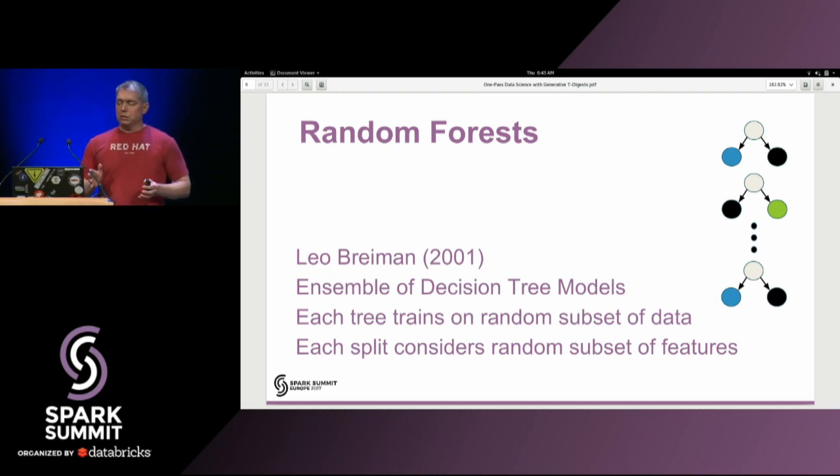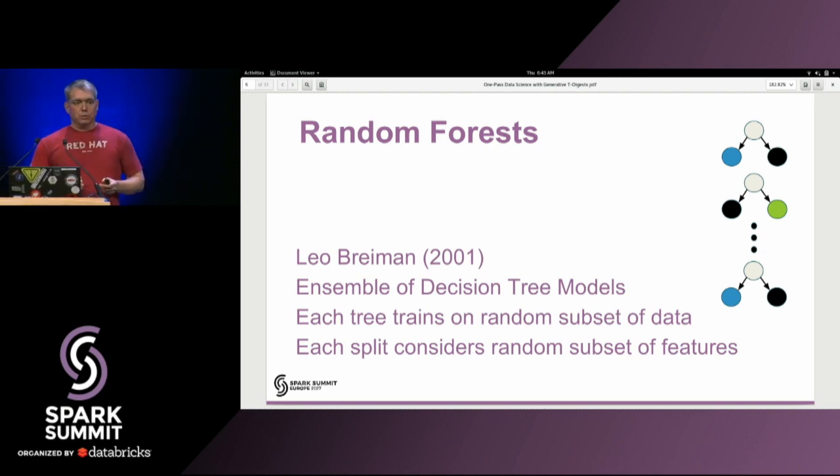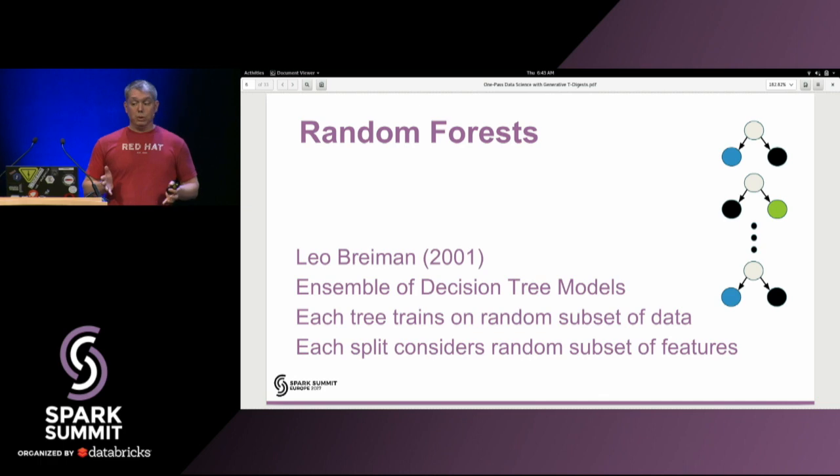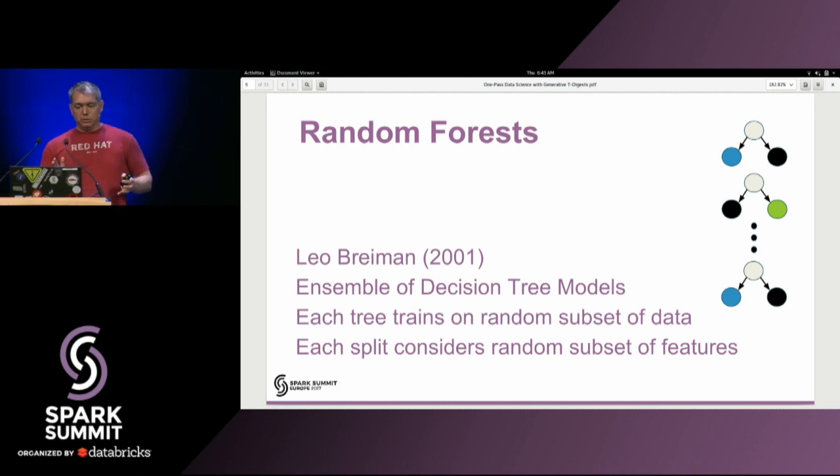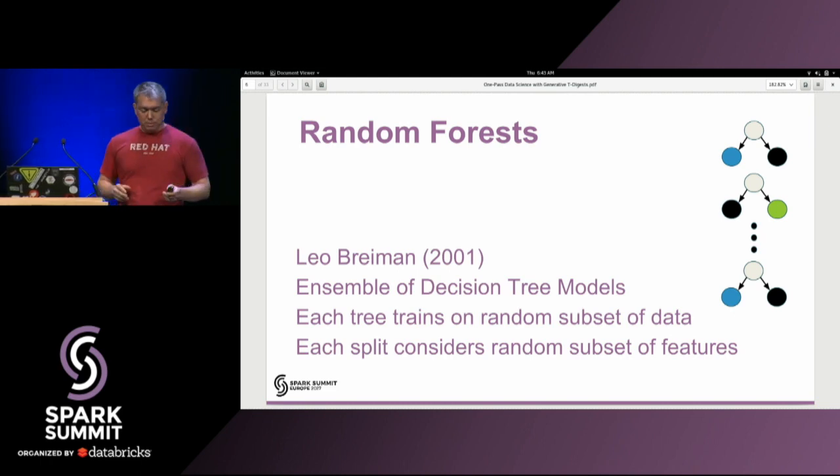The three particular algorithms I'm going to talk about today were all either directly due to or inspired by Leo Breiman. Right around 2001, he introduced the idea of random forests, which are, of course, an ensemble of decision tree models. Each tree is trained on a random subset of data, and then each split considers some random subset of the features.